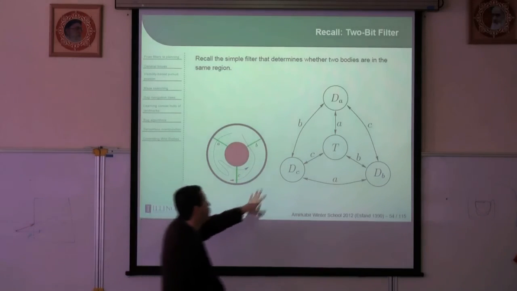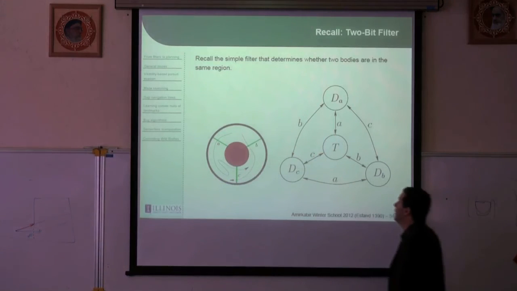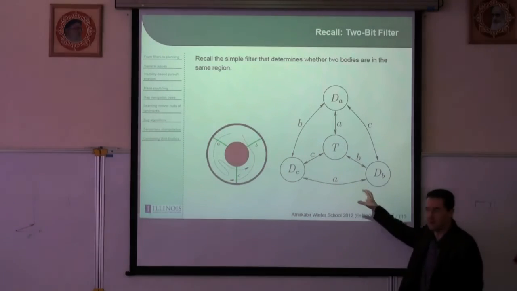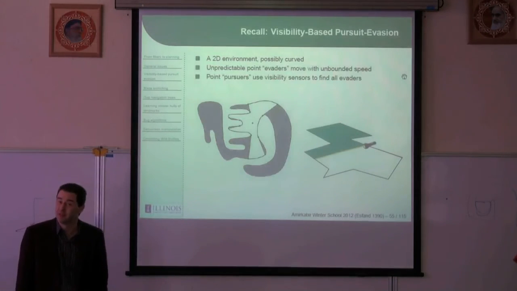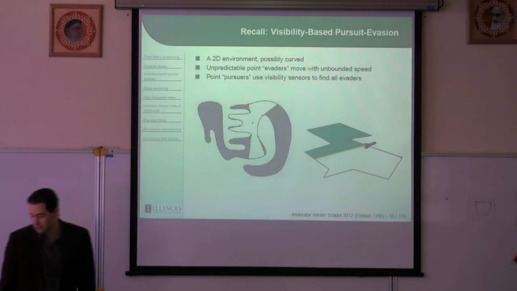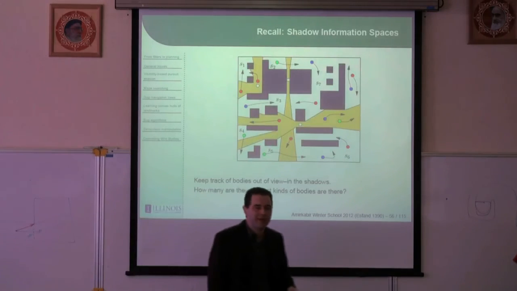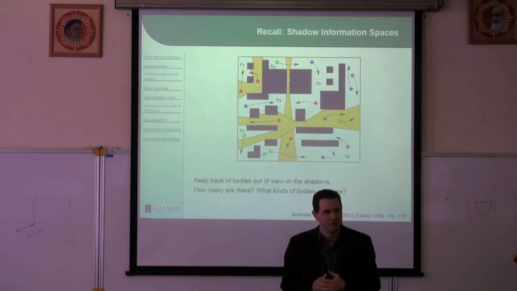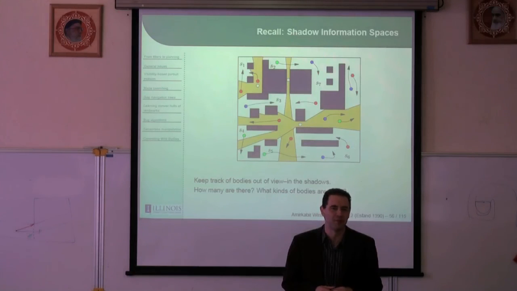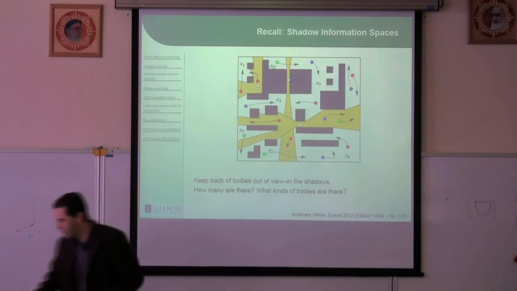It only has 2 bits, there's 4 states in it, and it keeps track of whether or not the robots are together. Well, we used a very important assumption to make this. This one uses the same assumption. Visibility-based pursuit evasion. And this generalization to shadow information spaces uses the same assumption. What was the key assumption for reducing the complexity or formulating this problem? What makes all of these possible so that you can reason about it combinatorially? Remember the assumption?